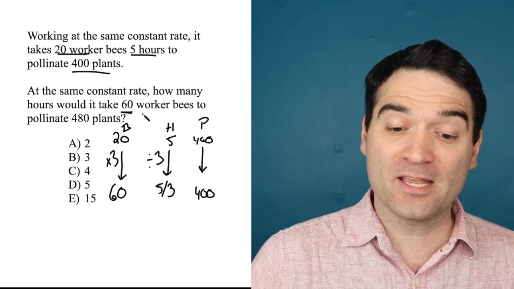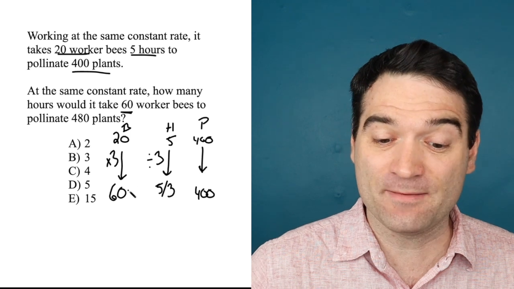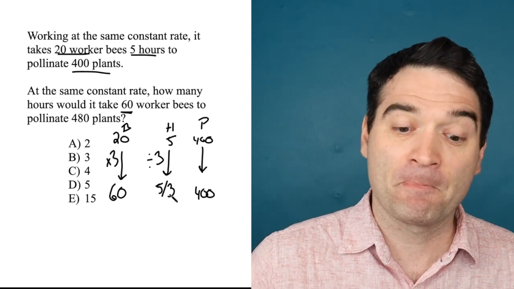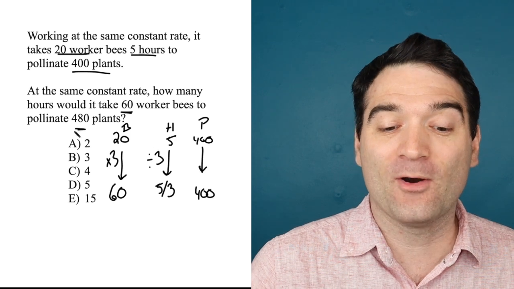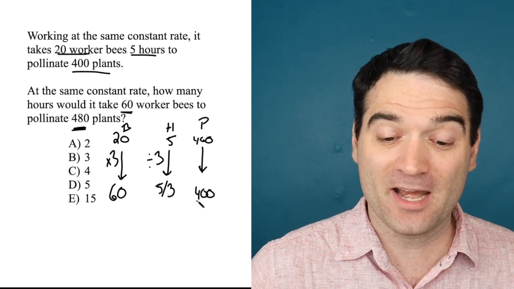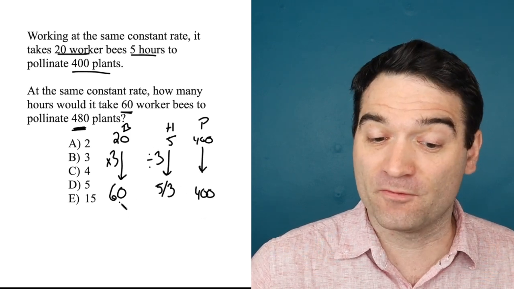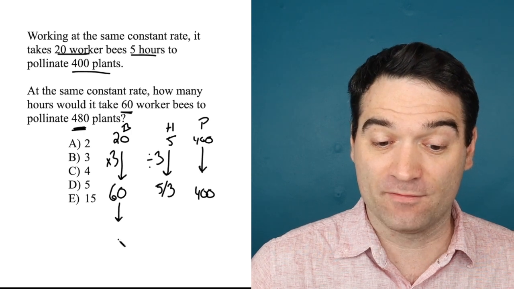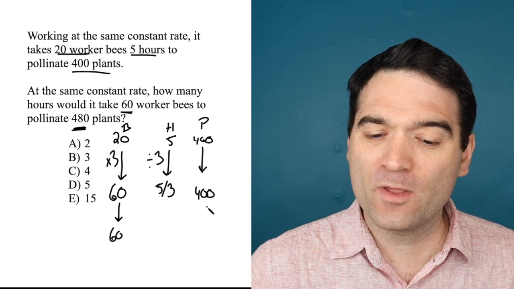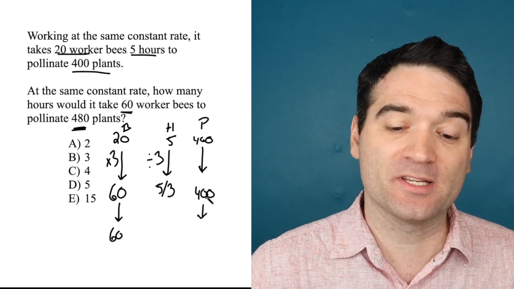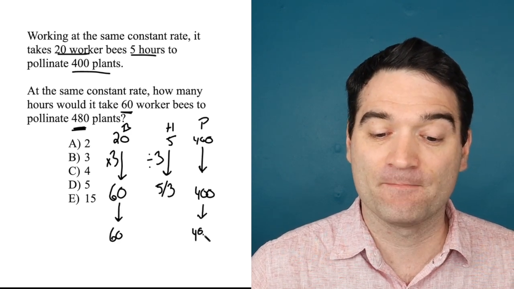Okay, so based on this, I know that it would take 60 bees 5/3 of an hour to pollinate 400 plants. But we want to know how long it takes to pollinate 480 plants. So we're going to keep the number of bees constant this time because we have the number of bees that we want, which is 60. Now we want to increase the number of plants to 480.